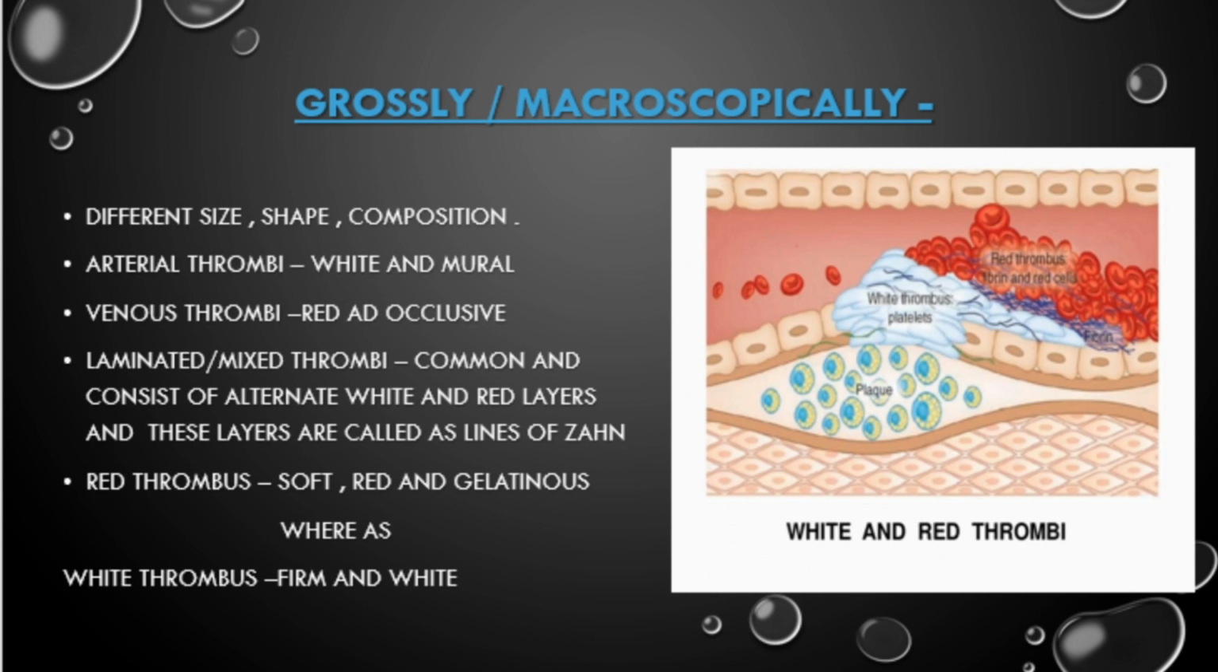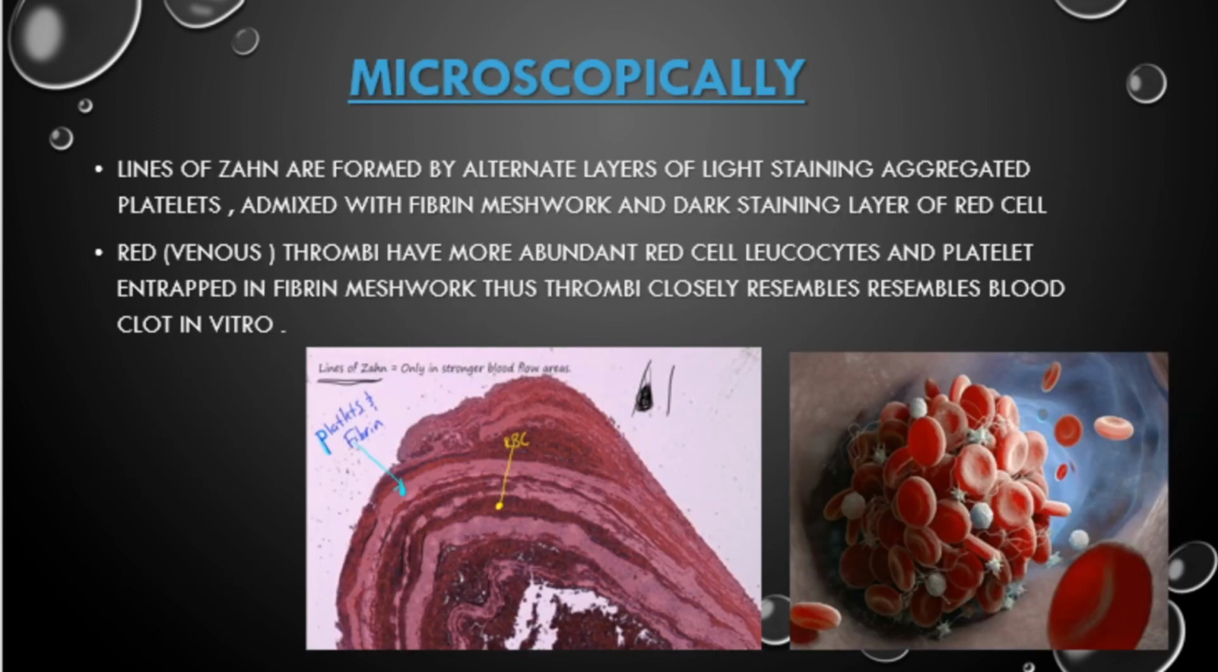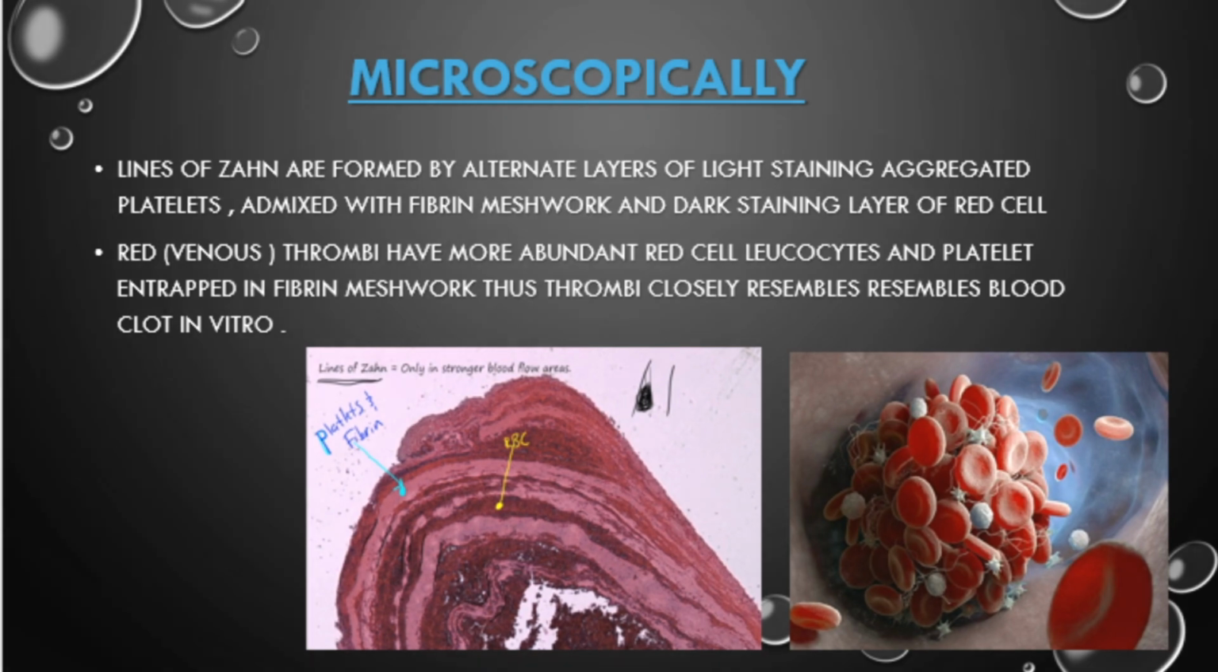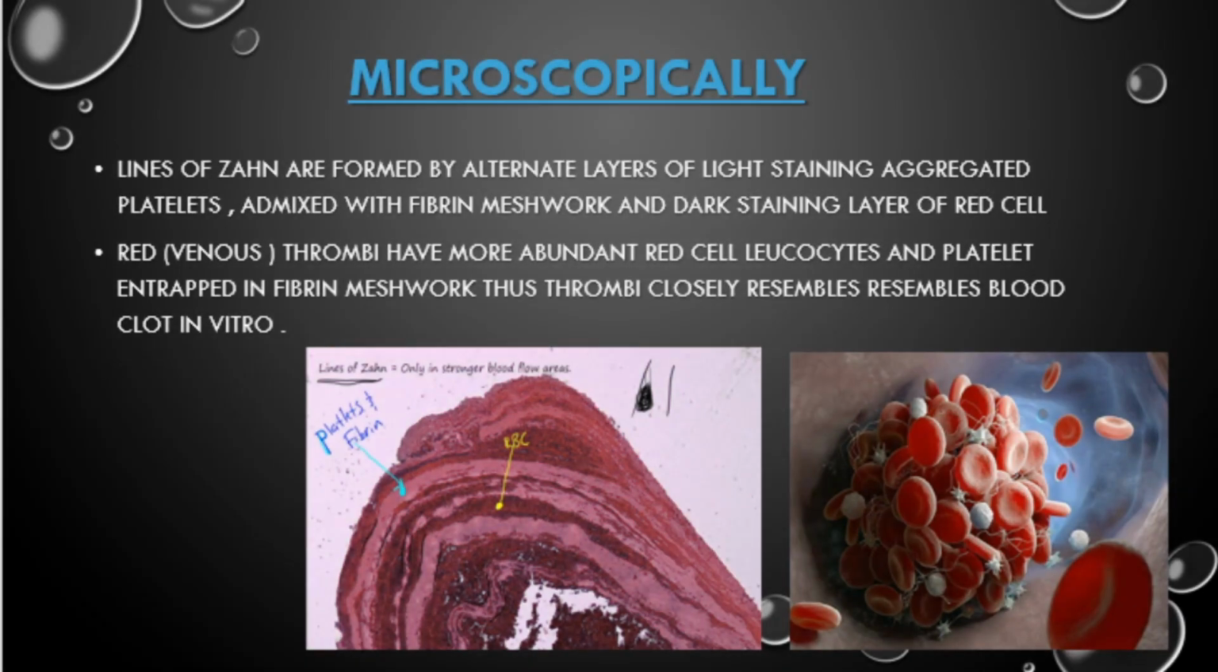Now we will see the microscopic appearance of thrombi. The lines of Zahn are formed by alternate layers of light staining aggregated platelets admixed with fibrin meshwork, and dark staining layers of red cells. The red, that is venous, thrombi have more abundant red cells and leukocytes. Platelets are interrupted in the fibrin meshwork. Thus, red thrombi closely resemble blood clots in vitro, that is, they seem the same and can be confused with red clots. That is all about the morphology of thrombosis.